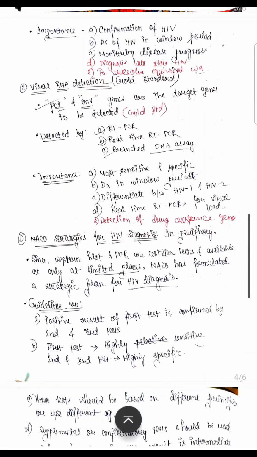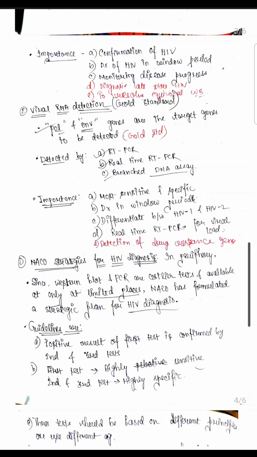Okay. Now what is its importance? It has got a lot of importance, and I'm saying it from the very beginning. The first importance is confirmation of HIV. I already said we are learning about the confirmatory test, so this is for the confirmation of HIV. Then for the diagnosis of HIV in the window period, I already said it's a 3 to 12 weeks window period and it appears in 12 to 26 days. Then monitoring the disease progress. Okay. That is, how much the disease has progressed and how they will recover, we can know all that.